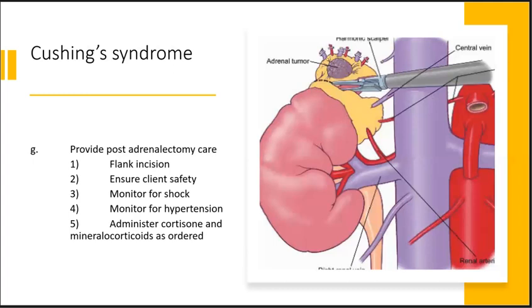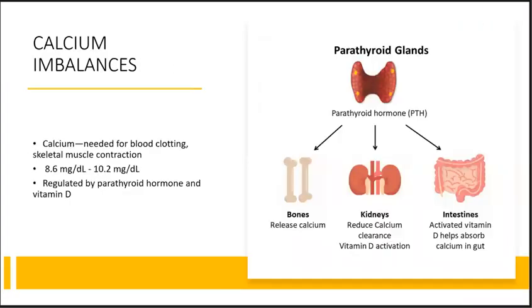Let's look at other imbalances related to, for example, calcium. Remember, calcium is needed for blood clotting, skeletal muscle contractions, and all of that. Our normal blood calcium level should be between 8.6 milligram per dL to 10.2 milligram per dL. Our calcium is regulated by the parathyroid hormone and vitamin D. Remember, vitamin D facilitates reabsorption of calcium from the bones and enhances absorption from the GIT.